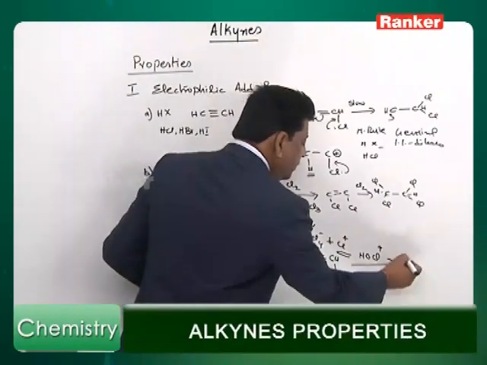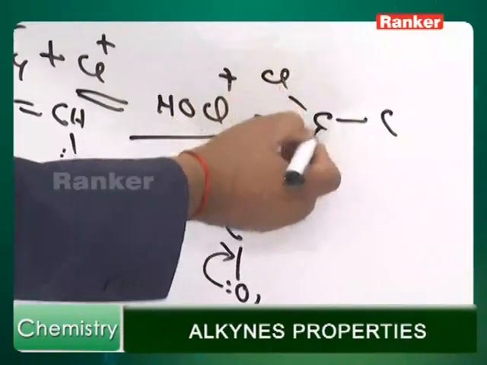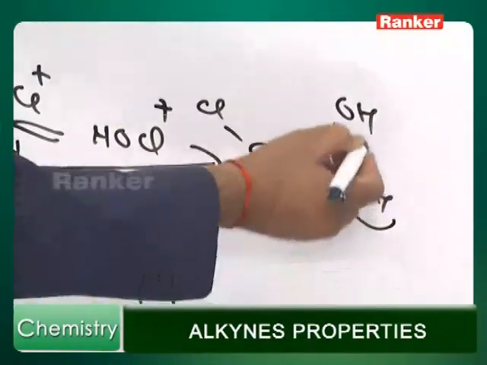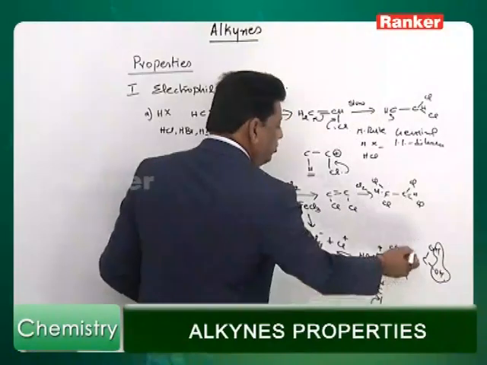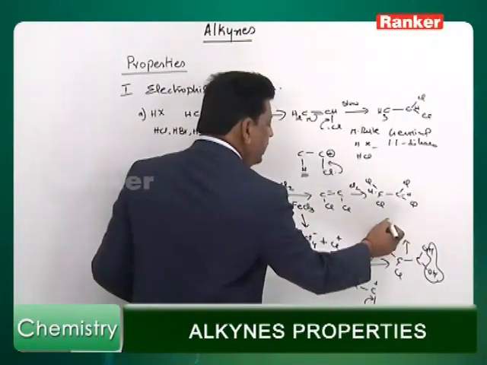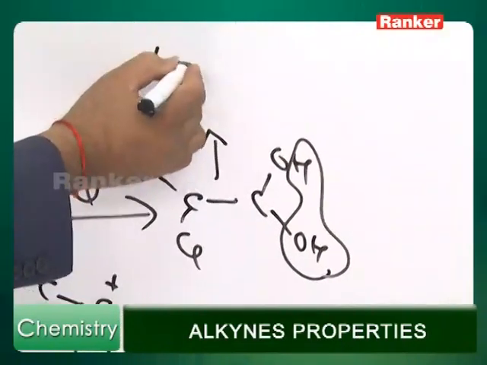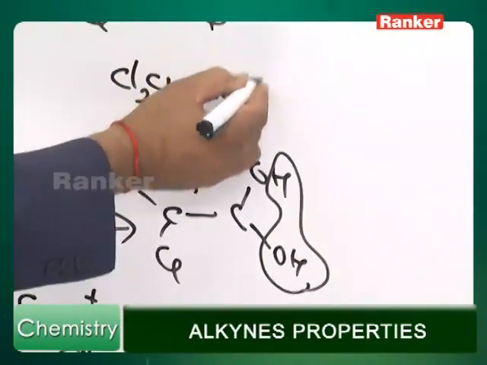So therefore 2 Cls will be added on one side, and 2 OHs will be added on one side. However, 2 OHs eliminate water. So finally what comes is a dichloro compound with one hydrogen, and an aldehyde is formed.